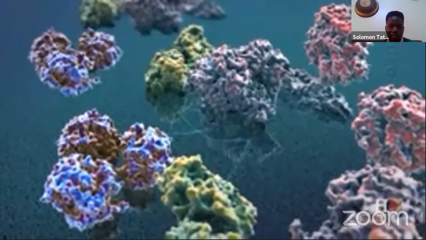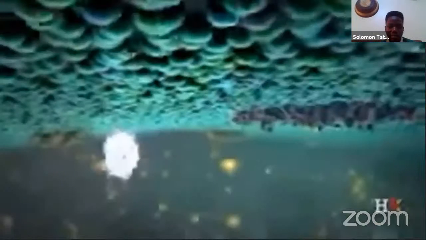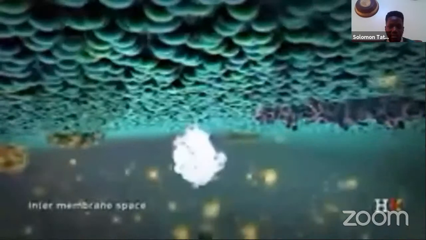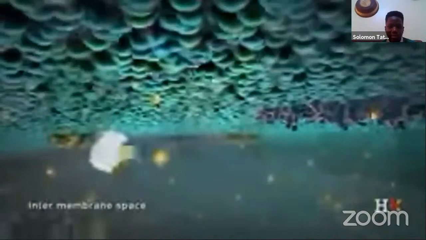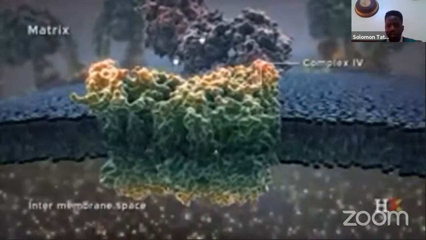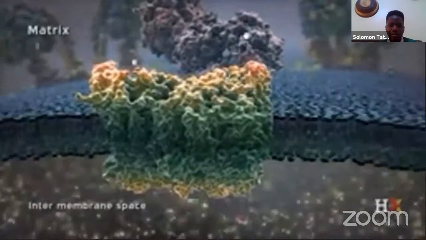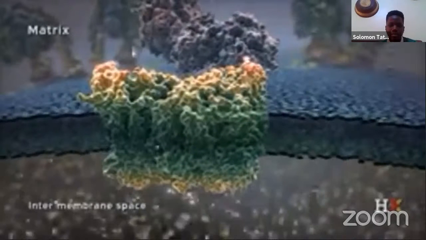In complex 3, electrons are transferred through 2 distinct series of redox centers, which allow them to cross the inner membrane one at a time. Finally, electrons are accepted by cytochrome C, which carries them to complex 4, where they are transferred through another series of redox centers to their final acceptor, a molecule of oxygen, that combines with hydrogen ions to form water.